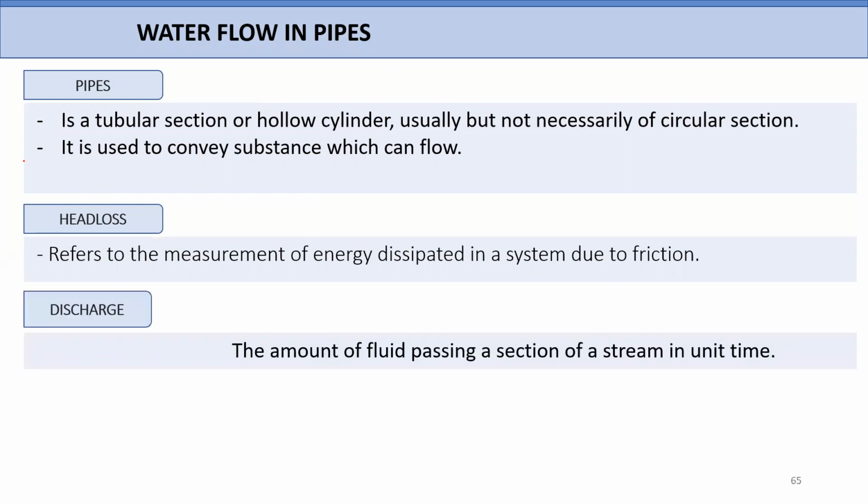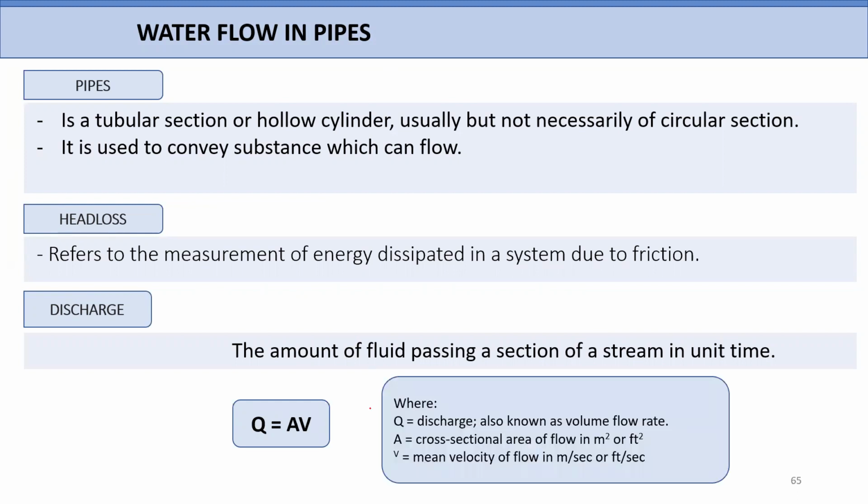Next, the discharge is the amount of fluid passing through a section of a stream in unit time. So again, our formula for discharge is equal to area times velocity. Area, or cross-sectional area, and V is the mean velocity.